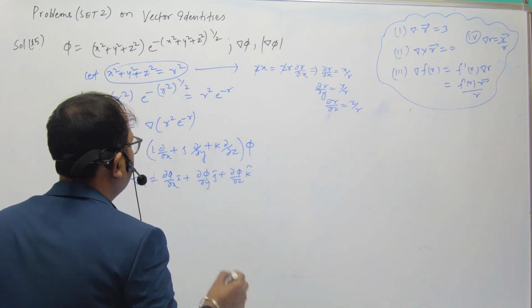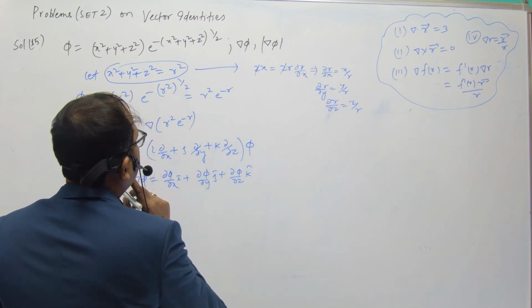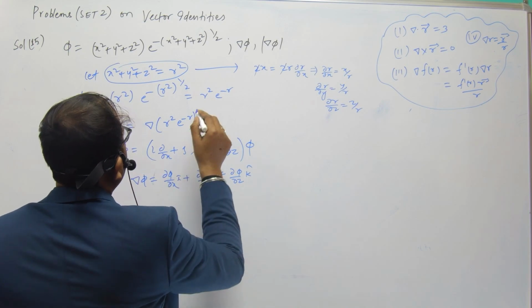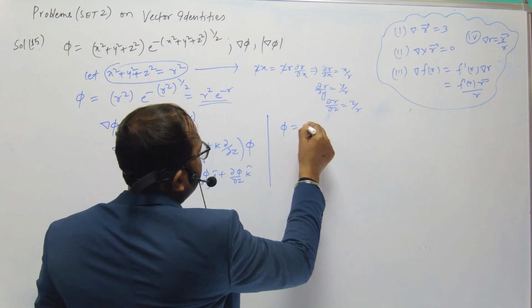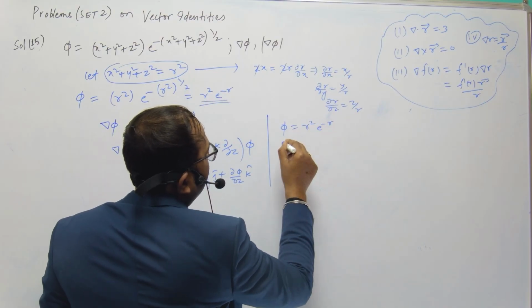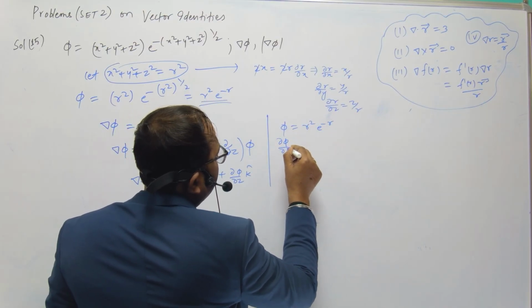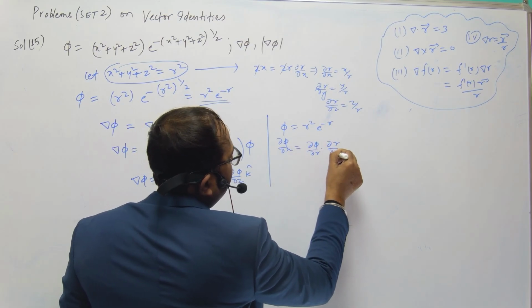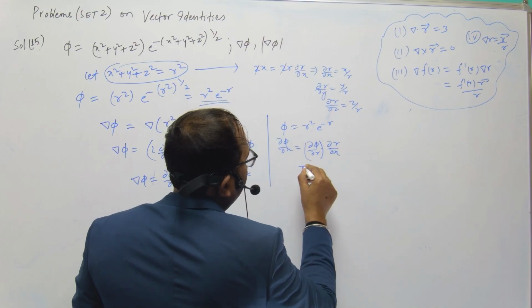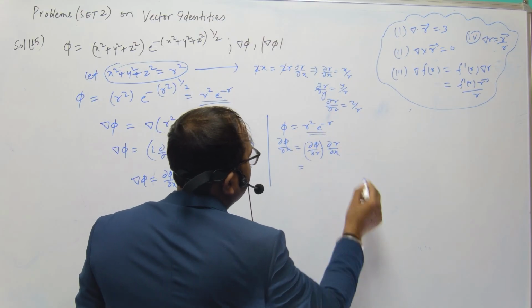Okay, so from here let us find the value of ∂φ/∂x. We have the value of φ as r² e^(-r). So ∂φ/∂x is equal to ∂φ/∂r into ∂r/∂x. Let us find ∂φ/∂r by differentiating this by parts.